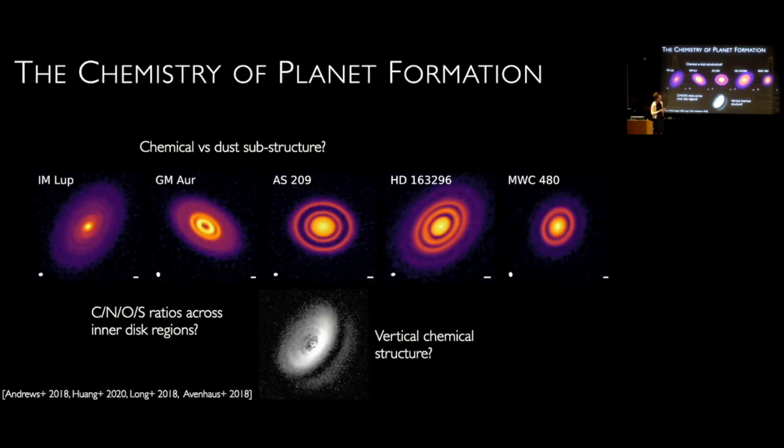Now we can also see, if you look at disks in millimeter dust, they look like pancakes because the big pebbles have all settled towards the midplane. But the gas, we think, should look something like this scattered light image. And if we have enough resolution, we should be able to pick that out.